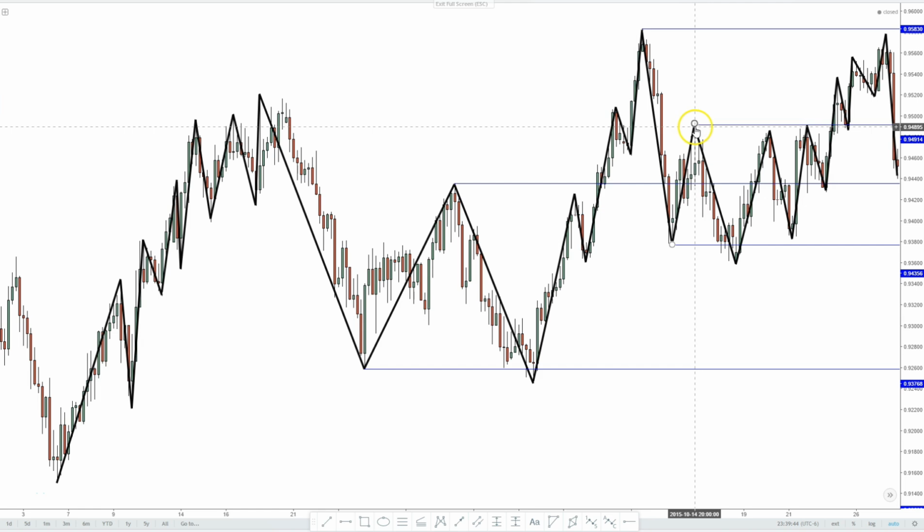Right here from this high, horizontal tool, draw it out, repeats the high, finally breaks through. What happens when you get a breakthrough? You don't always get a retest, but most of the time you will get a retest. I like waiting for these retests before I get in. You get a better entry. You're a little bit more sure, right? Testing the support. It was resistance, finally broke through. Now it's support.